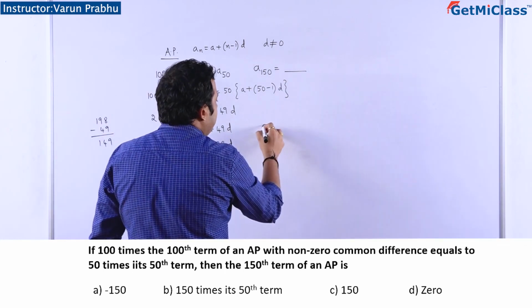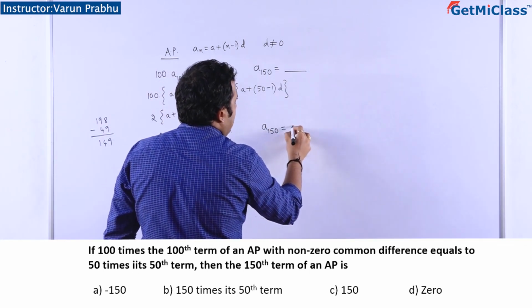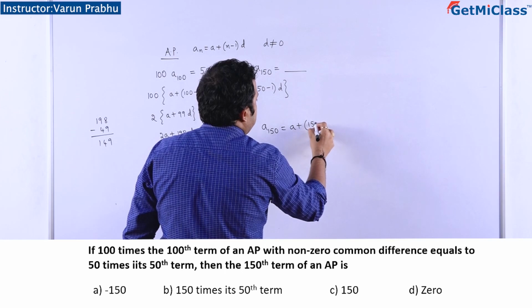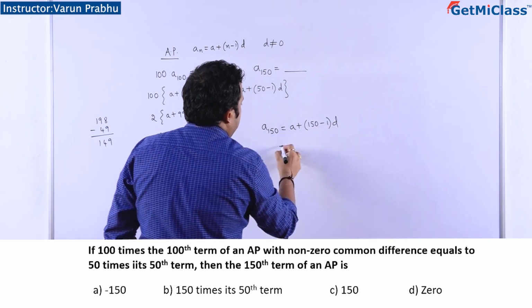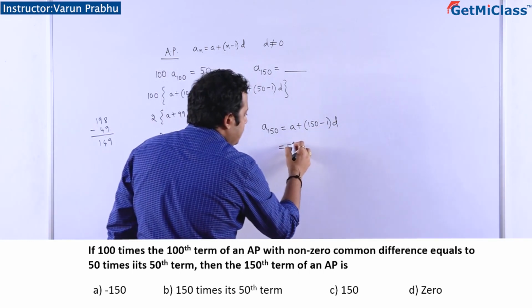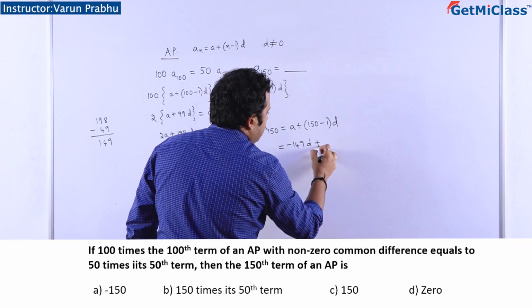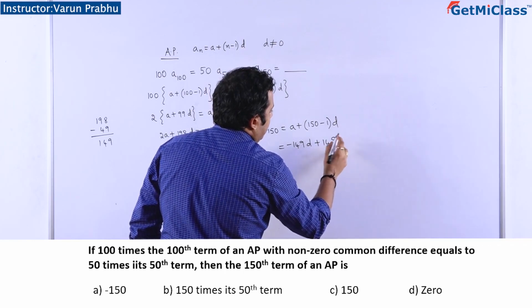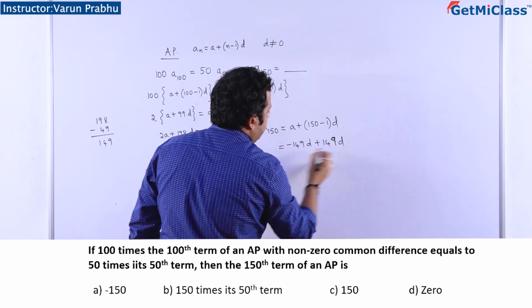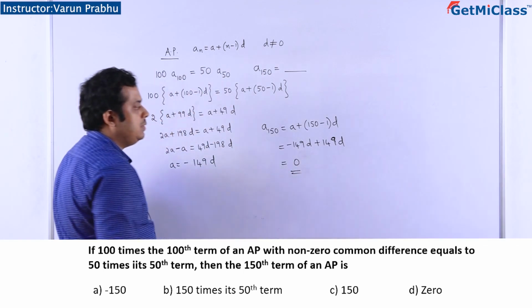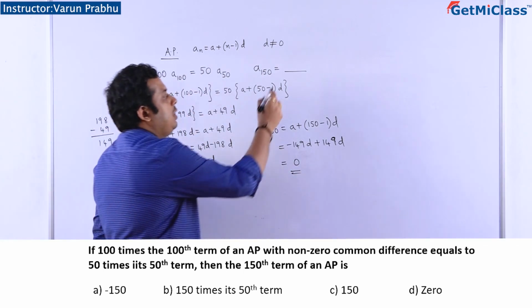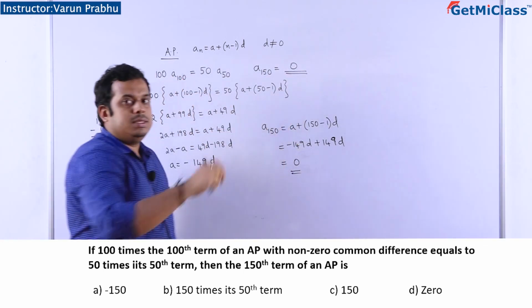Now the 150th term of the AP can be written as a plus (150 minus 1) times d. What is the value of a? a is equal to minus 149d plus 149d. Correct or not? Basically this particular answer will become equal to 0. So the answer to the question, A150, will be equal to what? 0 will be the answer.